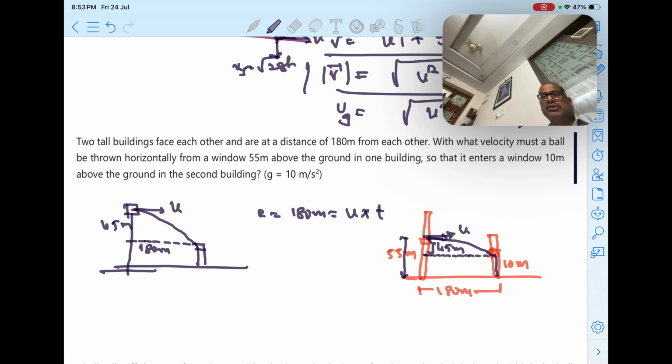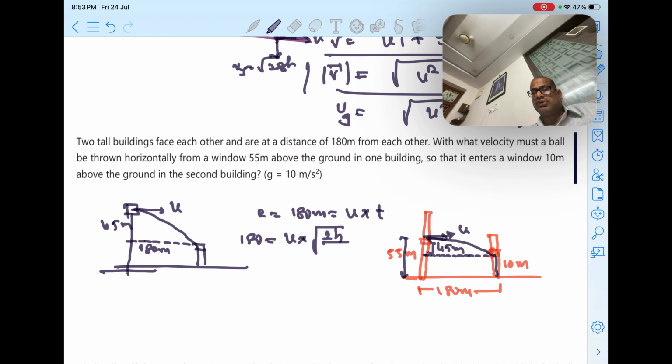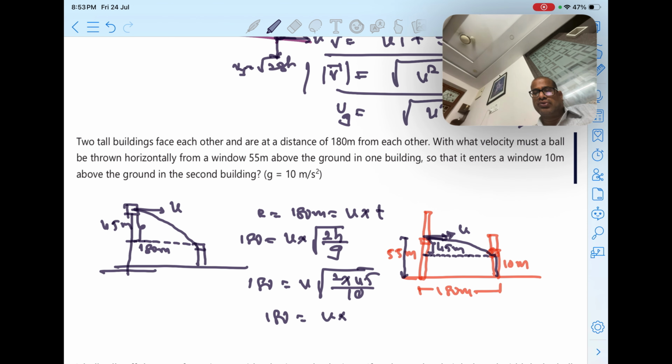Now for the value of time t, how do you calculate? So u into t, where t is root 2h by g, is equal to u into root of 2 into h, which is 45, divided by g, which is 10. That is 90 by 10, which becomes root 9, that is 3. Therefore 180 is equal to u into 3, and 3 sixes are 18, therefore u will be equal to 60 meters per second. Okay.